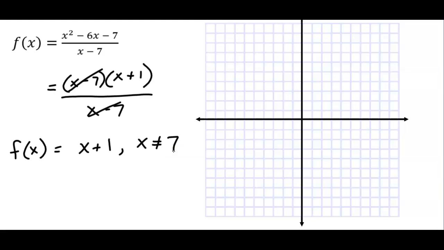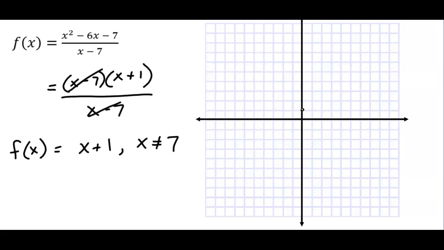I should have mentioned that at the beginning, but if you look at the original function, we know x can't be 7 because the function wouldn't be defined there, okay? But when we simplify the function, we still have that restriction that x cannot equal 7, but we get this linear function now, x plus 1, which we could actually graph. So you could make a table of values or use the slope and the intercept. This is linear.